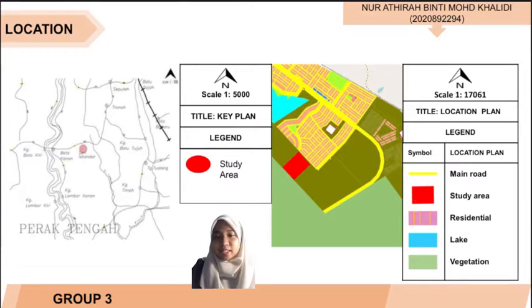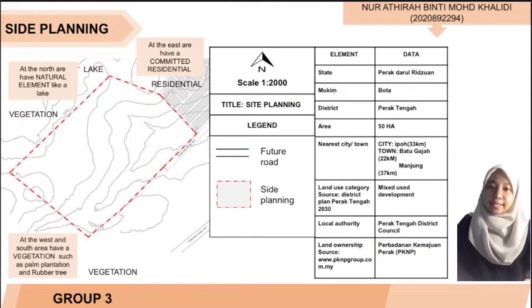From this slide, it shows that 2 different types of maps, which is key plan and location plan. Key plan shows that the specific area of the town and cities that have close to the site planning, while the location plan is more detailed and focused on the residential development. And site planning is more details in proposed development of study area.